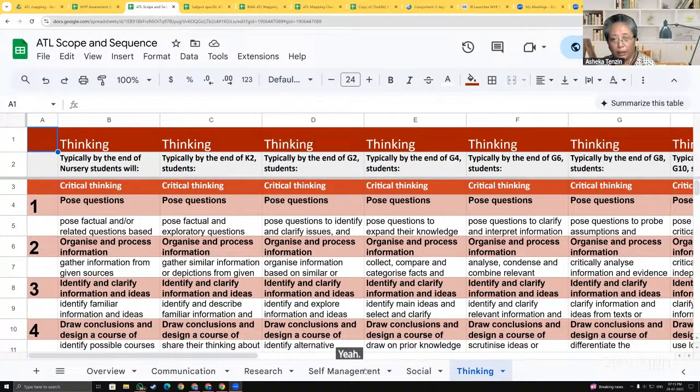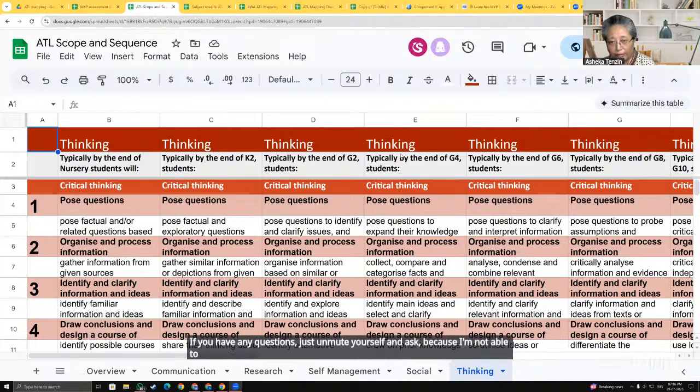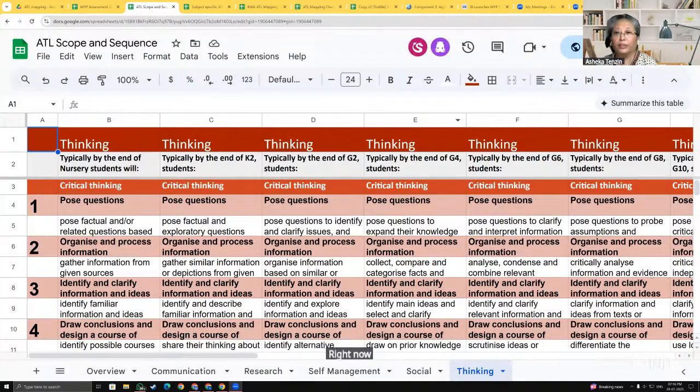Has somebody asked any question? If you have any questions, just unmute yourself and ask, because I will not be able to see your chats right now. So this is about the progression chart.